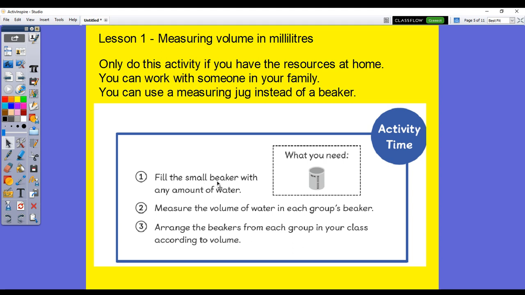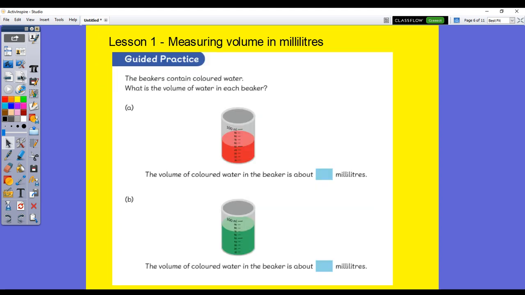So you can fill the small beaker or jug with any amount of water. You can measure the volume of water in your beaker or your family's beaker, whoever has it. And then you can arrange your beakers. You might do it with your mum, your dad, your sister or your brother. You might arrange your beakers in order, from smallest to largest or largest to smallest, according to the volume. Okay, so you can do that if you like. A bit of a fun activity with some water.